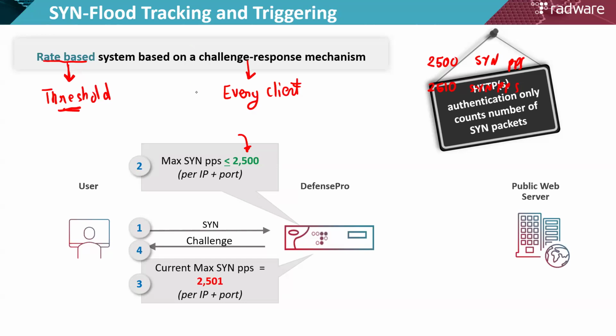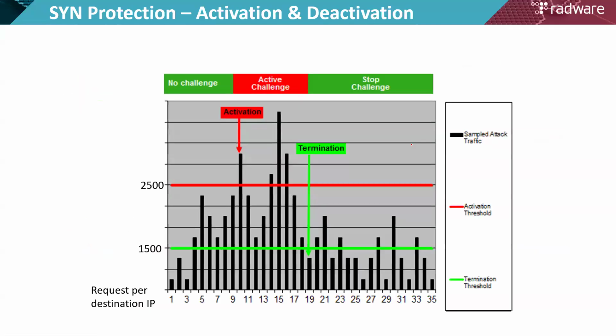Now, there are two threshold levels, okay? One is your activation threshold, and the second one is your termination threshold. Activation threshold is, let's suppose, 2500. Termination is 1500, let's suppose. Now, taking this into account, let's look at the next slide.